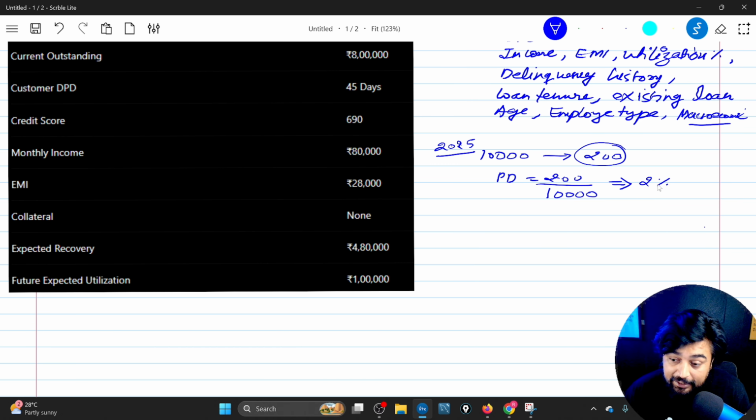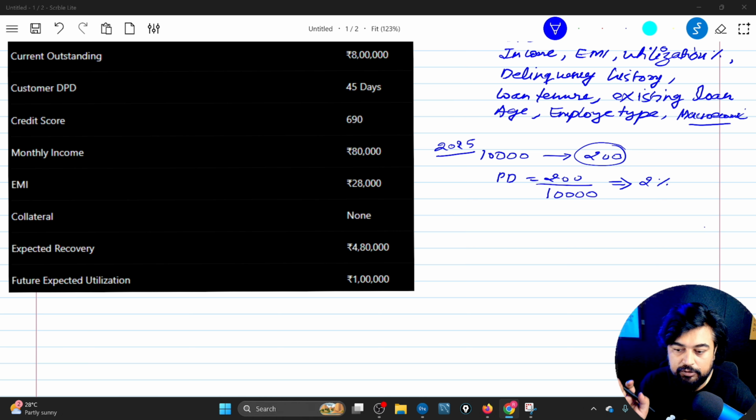Out of every 100 similar customers, the bank expects around 2 customers will default. Out of 10,000, it's like 200. This is considered within 12 months, because IFRS 9 works like that. What I'm trying to make you understand is that out of every 100 similar customers, the bank is expecting 2 customers will default within the next 12 months, because stage 1 talks about the 12-month concept in IFRS 9. So you just understand that.